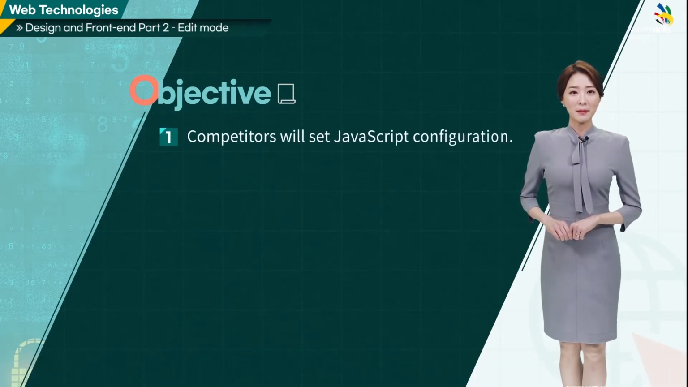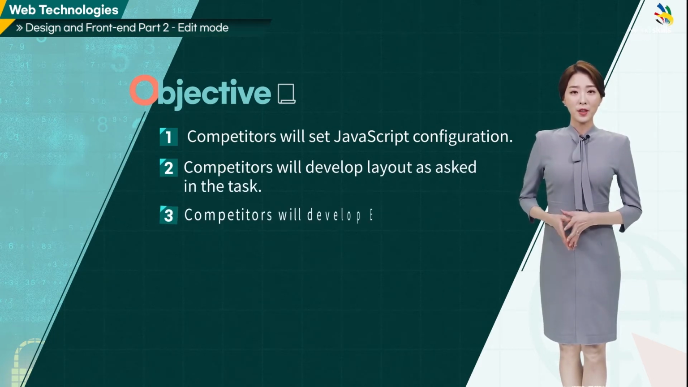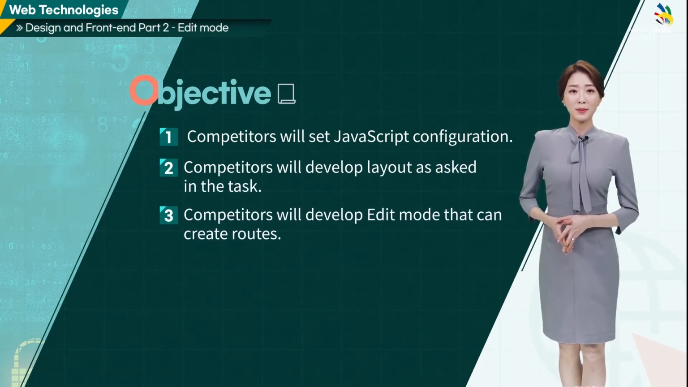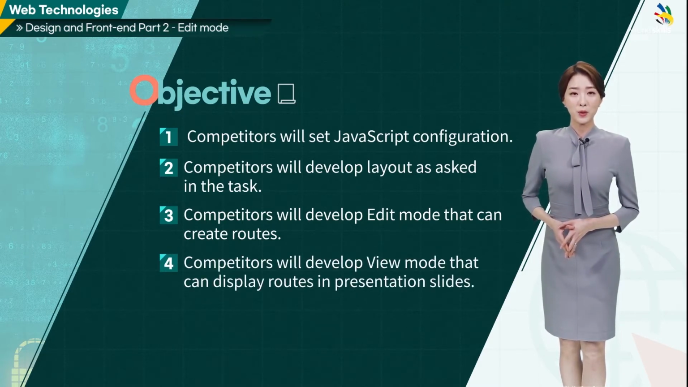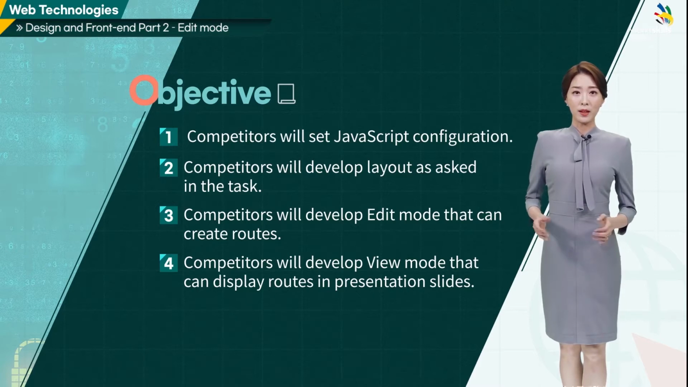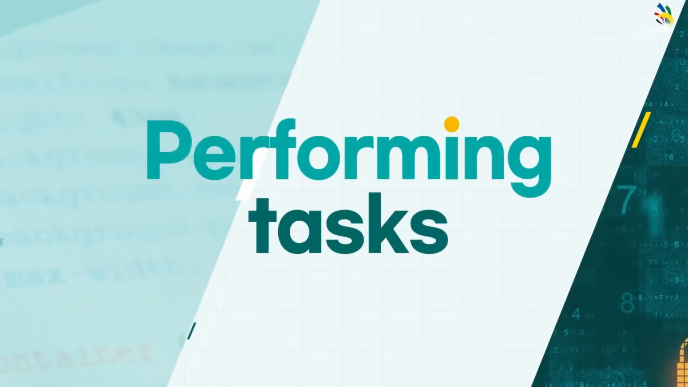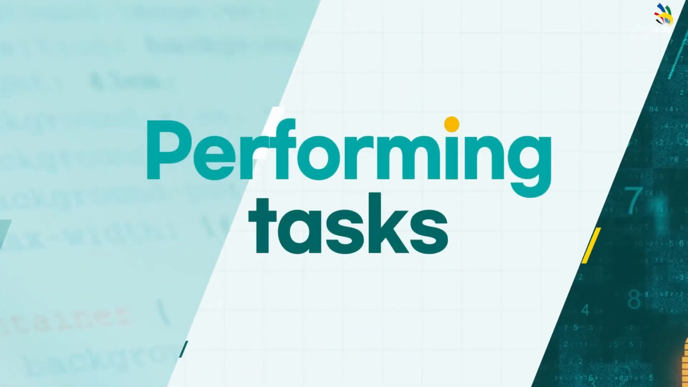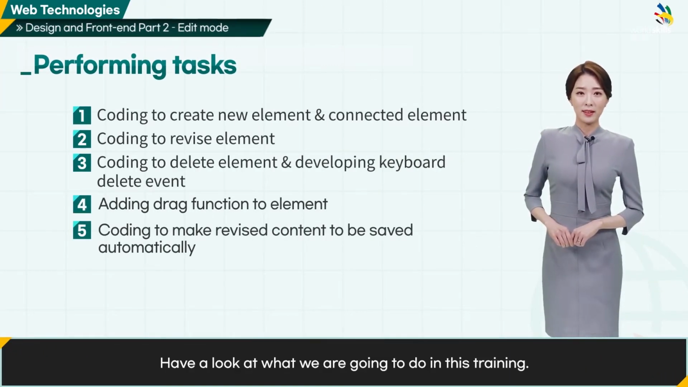First, competitors will set JavaScript configuration. Competitors will develop layout as asked in the task and implement edit mode that can create routes. In addition, competitors will develop view mode that can display routes in presentation slides and submit a one-page design to promote the web application. Please check what you are going to perform on this task.